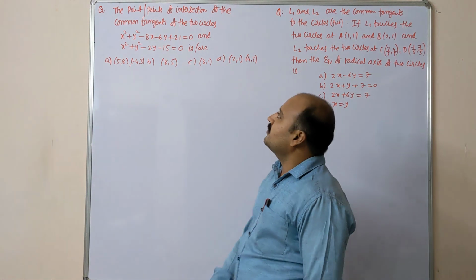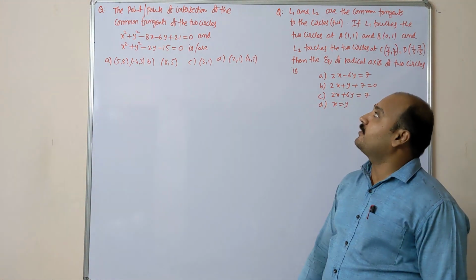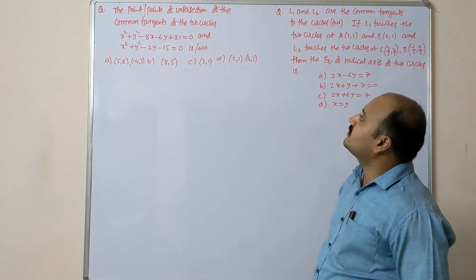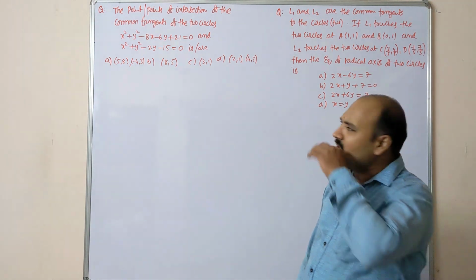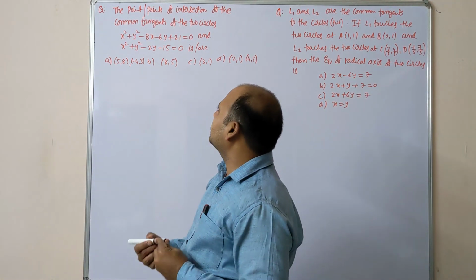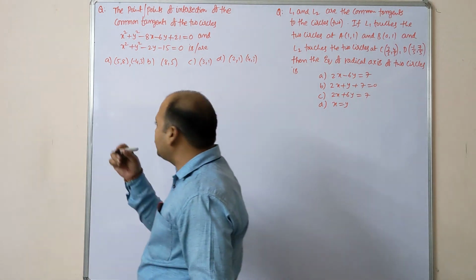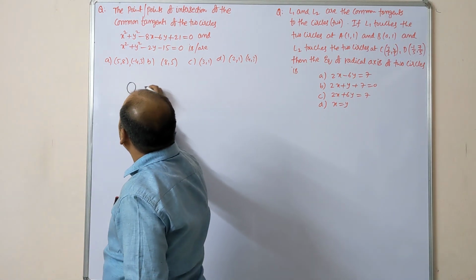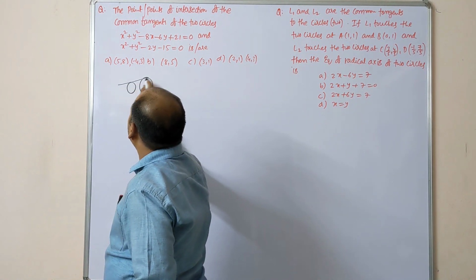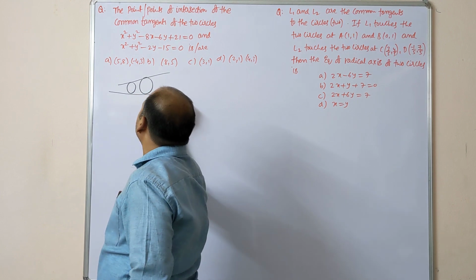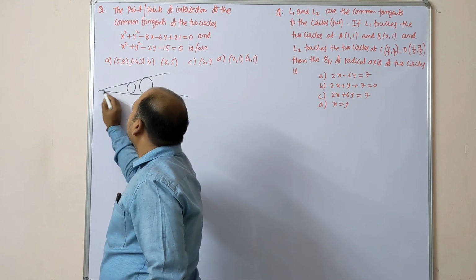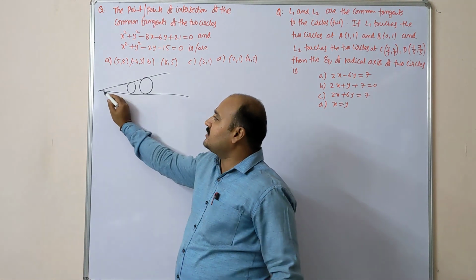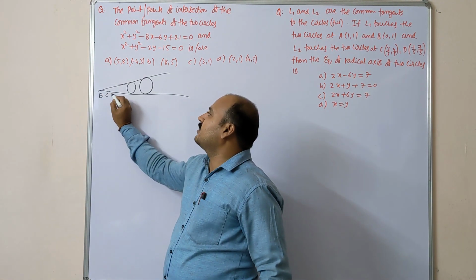Yeah, the next question. The point or points of intersection of the common tangents to the circles. Here, whenever two circles are given, they are asking to find the point of intersection of the tangents. Two possibilities will come here, students. Suppose the circles are like this now. These are the common tangents, which are intersecting. Suppose this point is the external center of similitude.